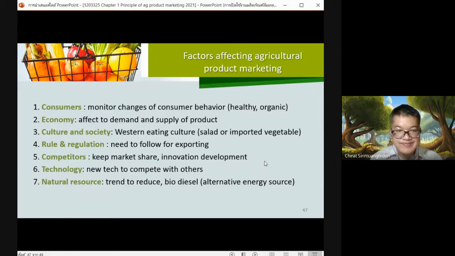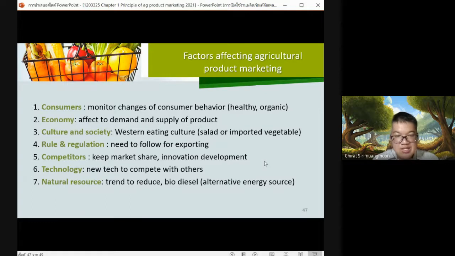About economies. For now, COVID-19 made us have very bad economies. So we have inflation. We have the problem about the money. So we need to consider about this one too. Many people don't want to have high quality product. They reduce the standard to be medium quality. So it's good for the producers too.